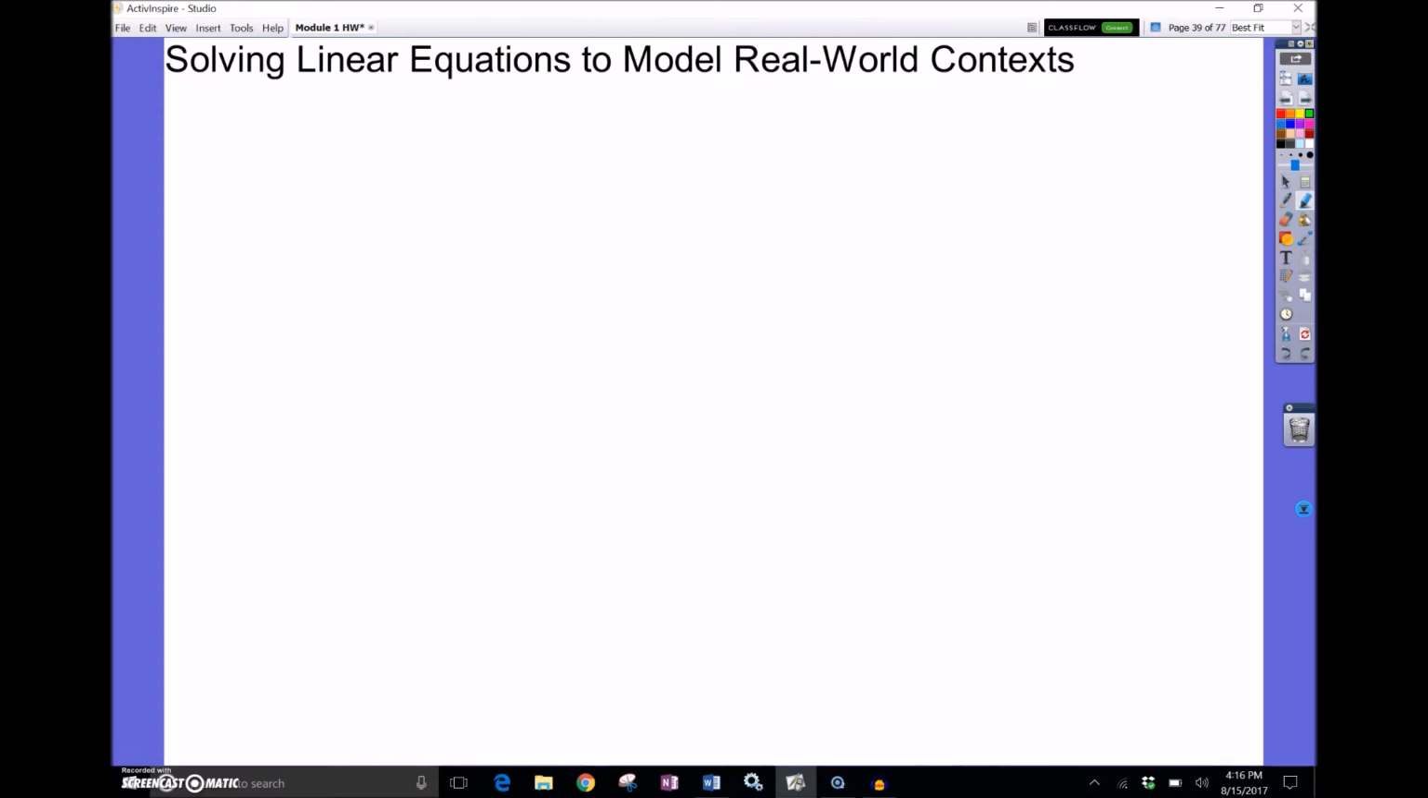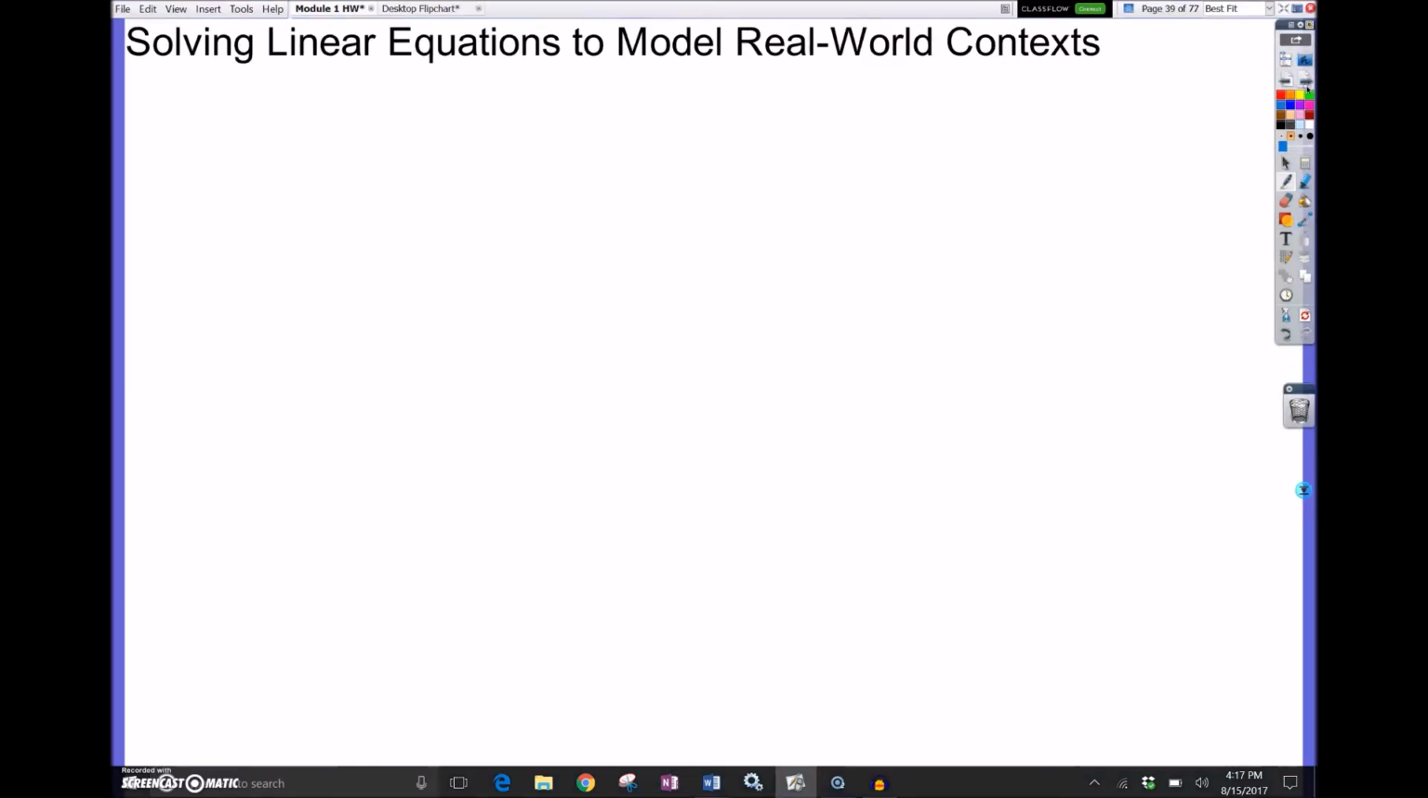But today what we're going to be looking at is solving linear equations to model real-world contexts. So basically what we're going to do is we're going to have a word problem and a situation with two different people, and we're going to set their situations equal to each other to find the missing variable. So let's go ahead and jump right in and see what I'm talking about here.